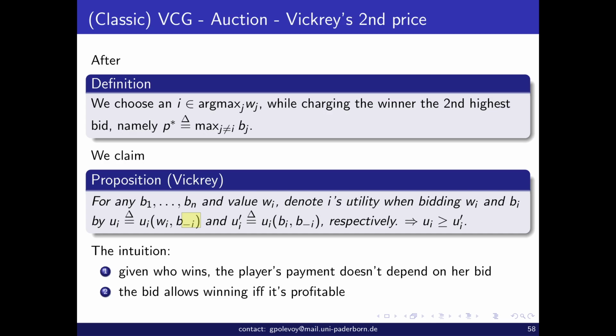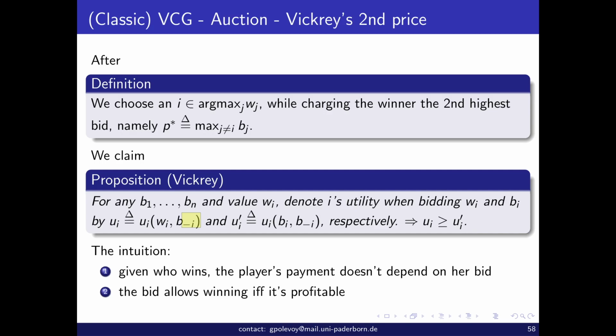I direct your attention to the fact that this does not depend on you. So given who wins, your payment does not depend on you. Whereas the fact that you win or lose does depend on your bid, but the bid which allows you winning can be only profitable if you don't bid larger than your value, because you don't want to pay eventually more than your value.